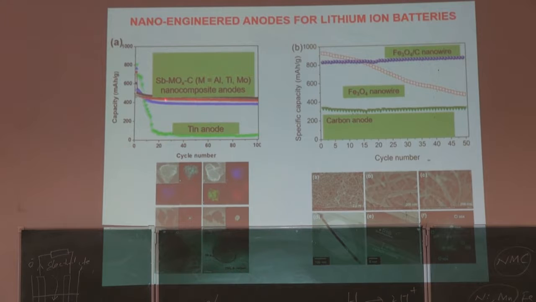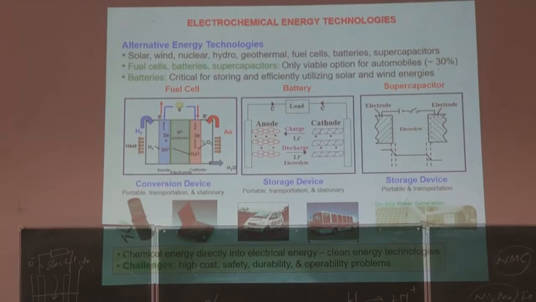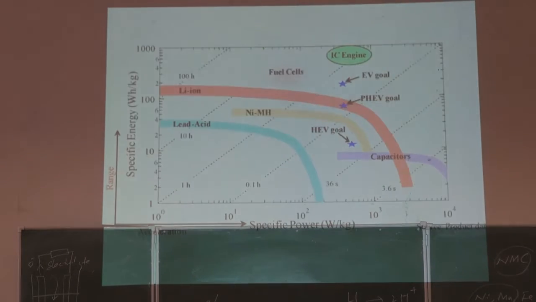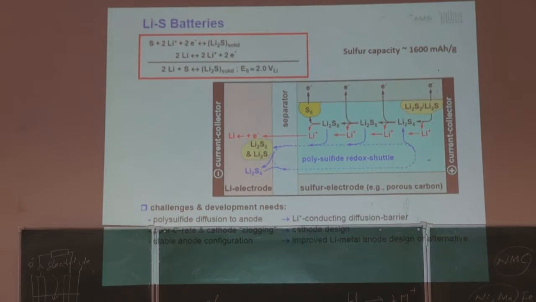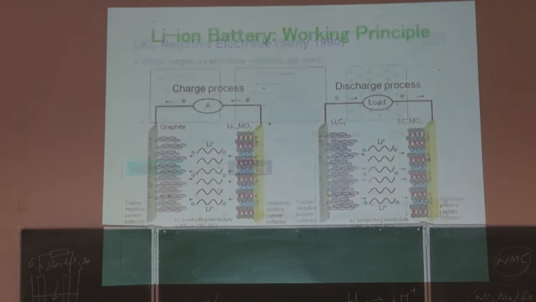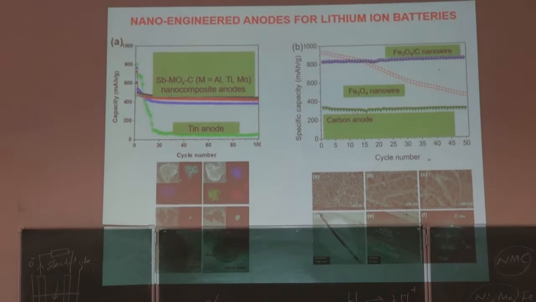Tin is very good, but you can see how it goes down. If you look at this one here, tin has very high capacity, about 1000. But if you use it in this battery, the first cycle has about 1000, and the second cycle goes down like crazy. That means it doesn't work, right?